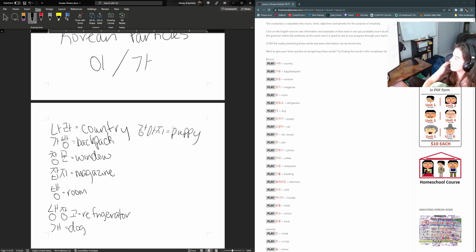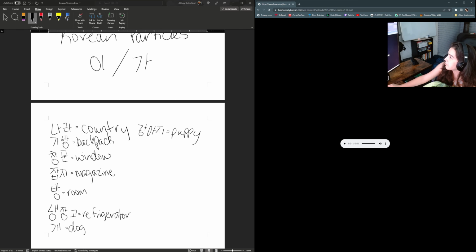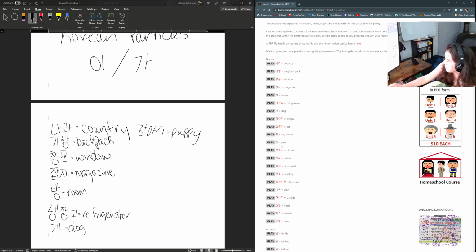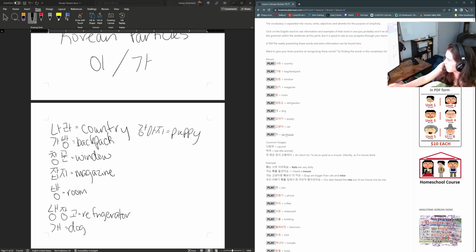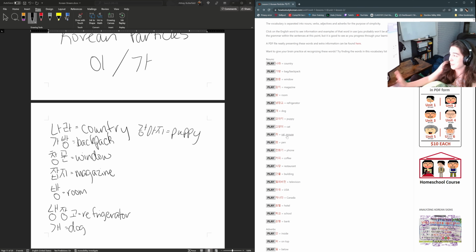Alright, moving on. 고양이, cat, and 쥐, which is rat or mouse. 고양이, I don't know why the same name, but 쥐, I'm really curious actually. That's not what I wanted. Okay, it's right here. I don't know how rat and mouse are interchangeable, but hey, we're learning. We're gonna go with it.